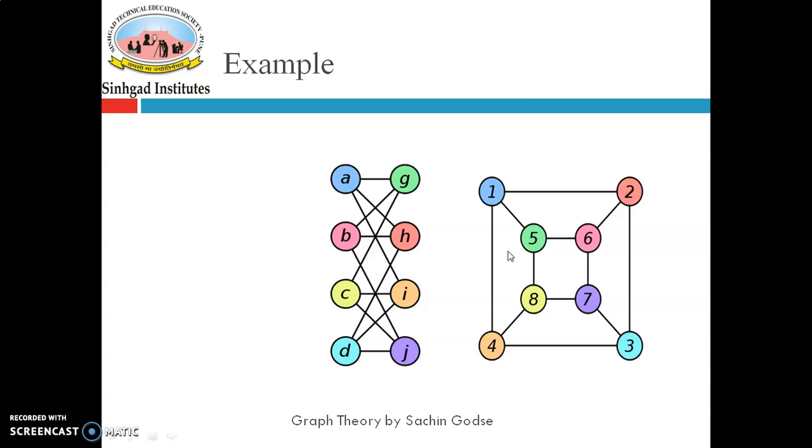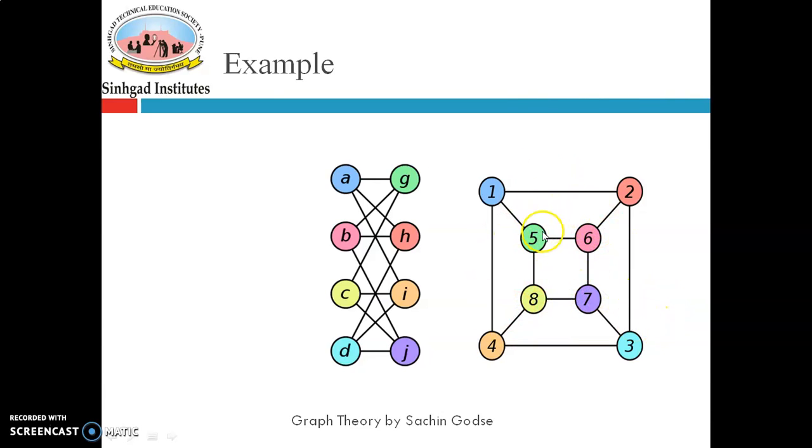Second condition is that it should contain the same number of edges. If you see the first graph, the number of edges is 12 by counting. And in graph G2 also there are 12 edges. So the second condition is also satisfied.